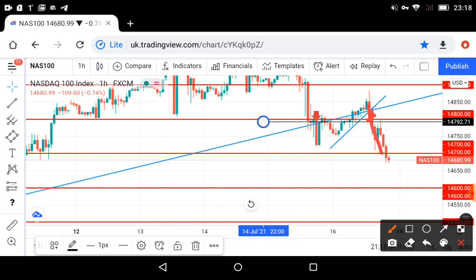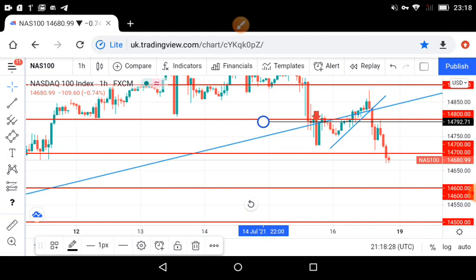I like to use 100 levels as my take profit levels. As you can see, I've got 14,800, 14,700, 14,600, and so on. That is where I usually place my take profit, because I target to make at least 100 to 150 pips on NASDAQ. So now here's the plan for this week.